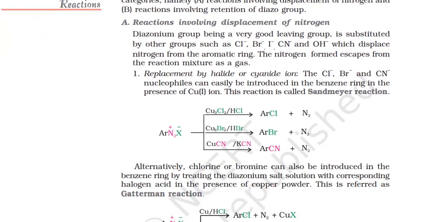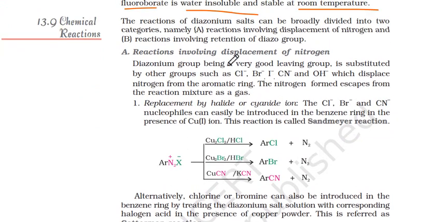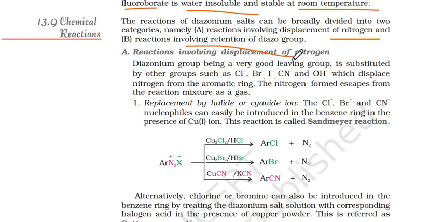Coming to the chemical reactions, the reactions of diazonium salt can be broadly classified into reactions involving displacement of nitrogen and reactions involving retention of diazo group. Either you displace nitrogen or you retain the diazo group. Let's see reactions involving displacement of nitrogen. Diazonium group, being a very good leaving group, is substituted by other groups such as chlorine, bromine. Ye sare anions, they can replace diazonium because it's a very good leaving group which displaces nitrogen from the aromatic ring. The nitrogen formed escapes from the reaction mixture as a gas.